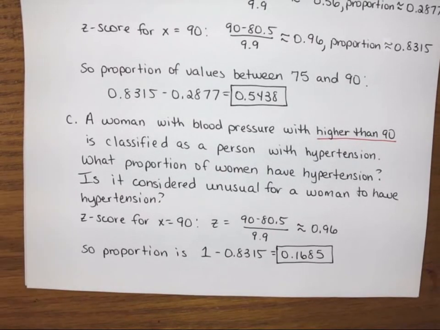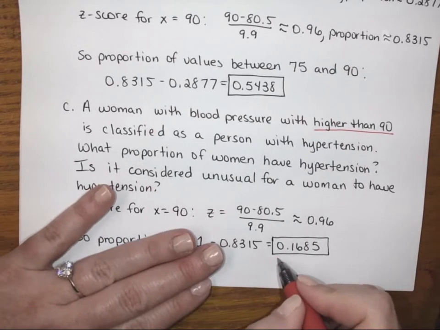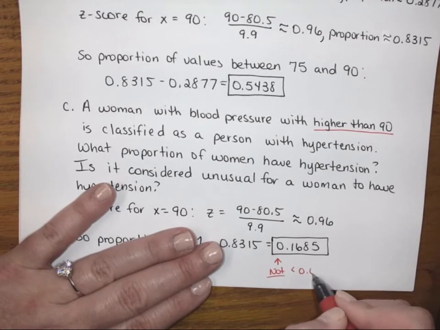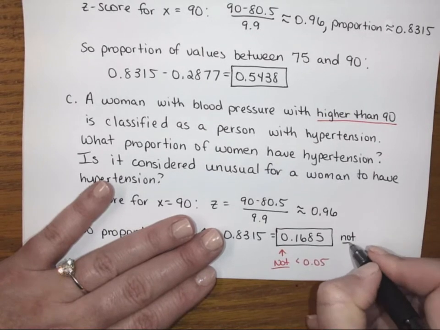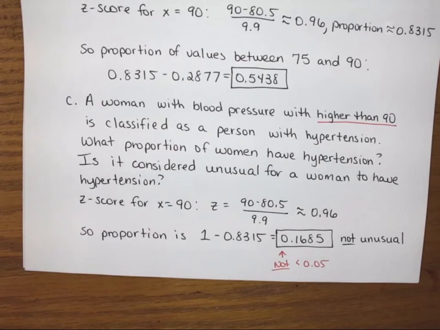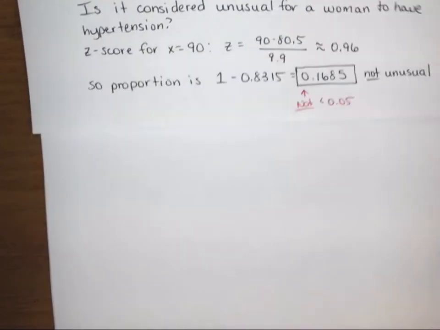Okay, so the question is, is this unusual? Notice this is not less than 0.05. So in other words, this is not unusual. So it wouldn't be odd or unusual for a woman to have high blood pressure in the U.S. No surprise there, right?